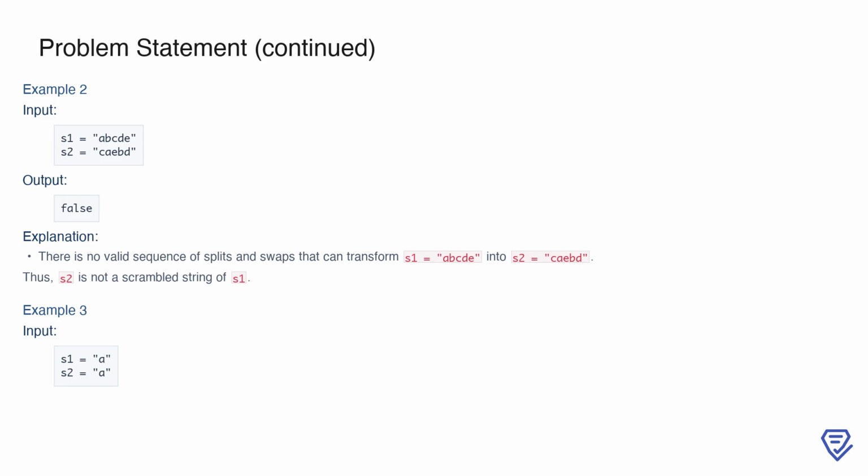In contrast, in the third example, both s1 and s2 are just a. Since the strings are identical and only one character long, no operations are needed. This makes s2 a trivial scrambled string of s1, resulting in an output of true.